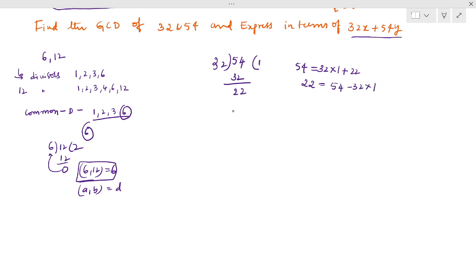Okay. Similarly, we can divide 32 by 22. 22 ones are 22, the remainder is 10. So 32 can be written as 22 into 1 plus 10, and 10 can be written as 32 minus 22 into 1.